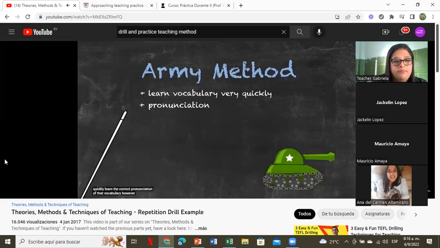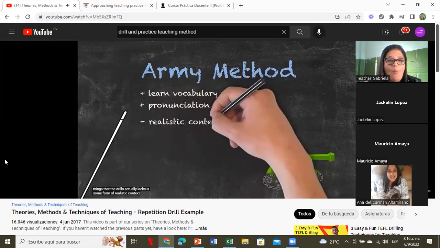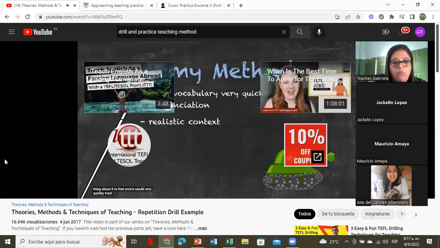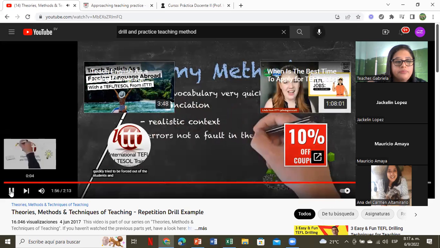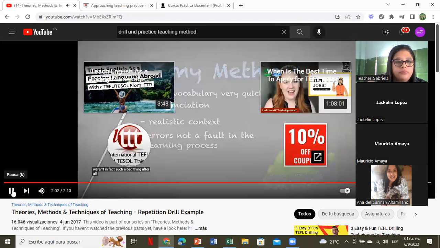Of that vocabulary. However, there are some negative points to it. One of the things that the drills actually lack is some form of realistic context. And the fact that these drills are out of context in any real situation in the world makes it very difficult to translate the knowledge that you pick up into a new situation. The second negative thing about it is that errors were very quickly tried to be forced out of the students, and it was realised that errors weren't in fact such a bad thing after all.